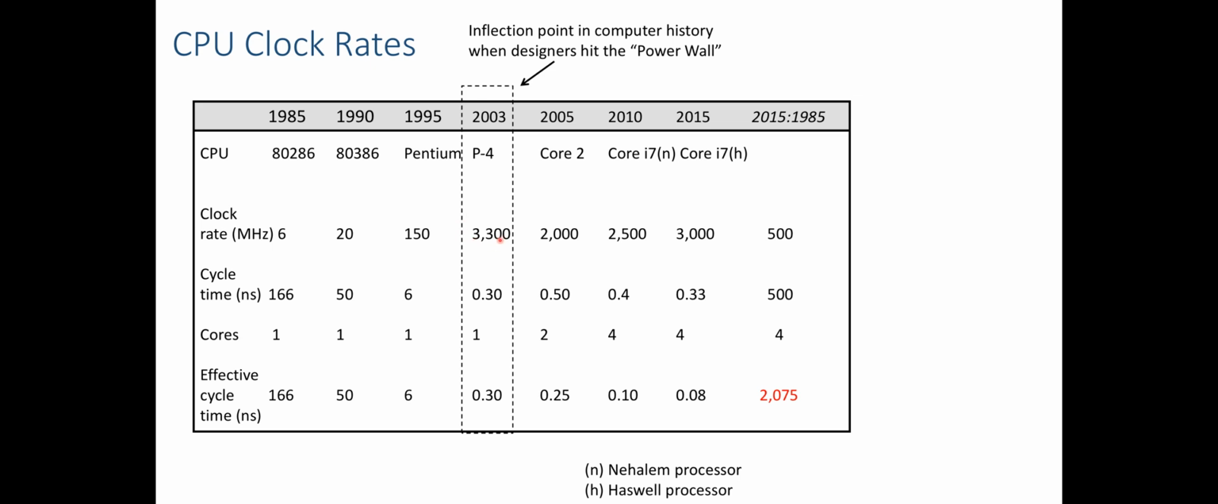It took more power to run a CPU at this speed, and that power therefore generated more heat. And so this became untenable. You could no longer have a laptop running at speeds like this because it would just get too hot. You couldn't have it sitting on your lap or even on your desk.